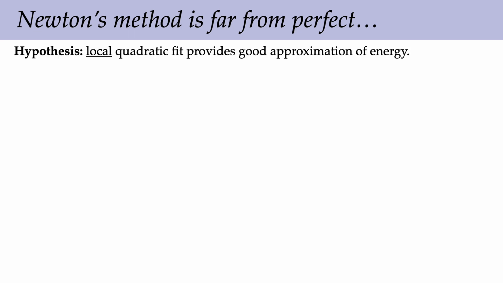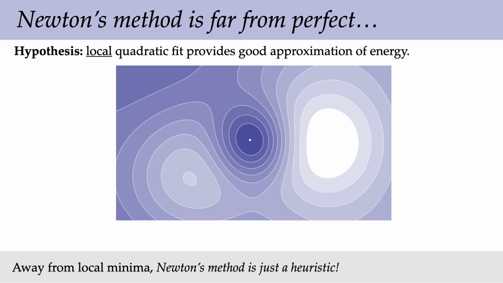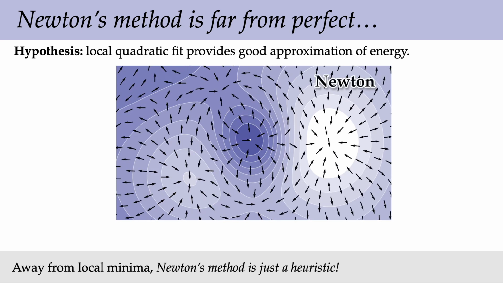But in general, unfortunately, Newton's method is far from perfect because it's based on a very simple hypothesis that a local quadratic fit will provide a good approximation of the global energy landscape. And away from local minima, this is just not true. Newton's method is a pretty crude heuristic. So for instance, if this is our energy landscape, then the ideal thing would be to go straight down toward the global minimum. But this is not what Newton's method does. In fact, when the Hessian isn't positive definite, it might take us to a saddle or even to a local maximum. And to make things worse, it can be really difficult and expensive to evaluate, especially for a non-local problem like ours.